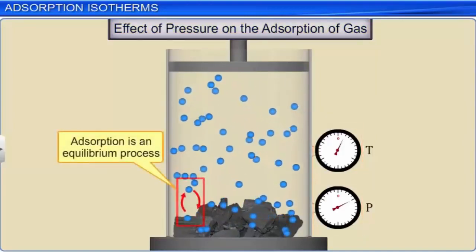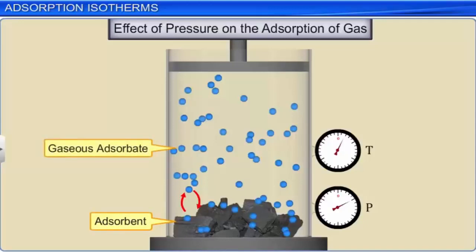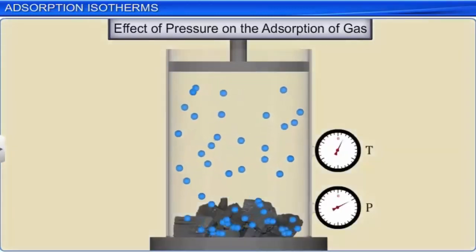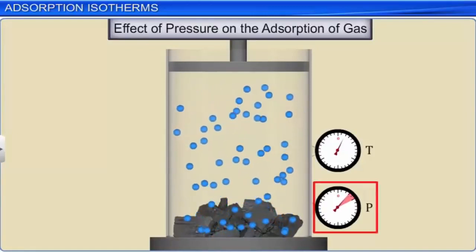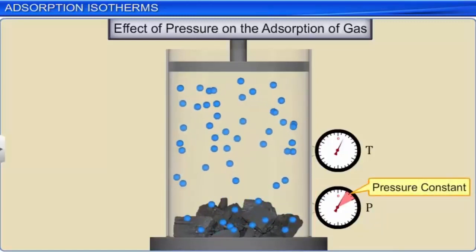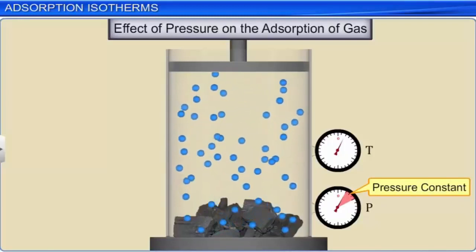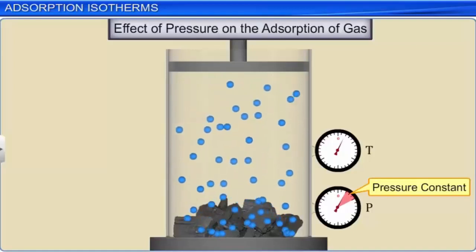Adsorption is basically an equilibrium process. In order to understand the equilibrium process, consider an adsorbent and a gaseous adsorbate in a closed vessel, placed at a particular pressure P. It is observed that due to adsorption, the pressure of the gas decreases initially and becomes constant after some time. This indicates that a state of equilibrium has been attained. Once equilibrium is reached, the rate of adsorption becomes equal to the rate of desorption.